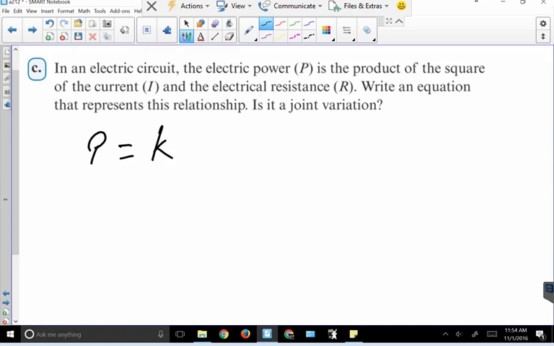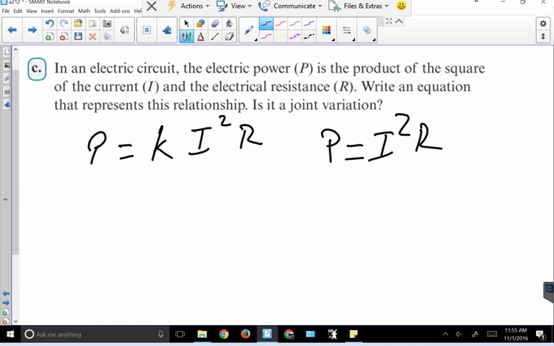P is equal to my constant of variation. I have no idea what it's going to be yet, but I'm going to put it in there. Square of the current. So I is going to look like what? I to the what? Would it be I squared? Okay. What's the resistance? Is anything happening to the resistance? No, just R. So the function actually looks like this. Power is equal to I squared times R. How much current you got going in there, how much resistance, that's how much power you got coming out. Basic electrical. So, now my question is, is this joint variation? Yeah, it would be joint variation.